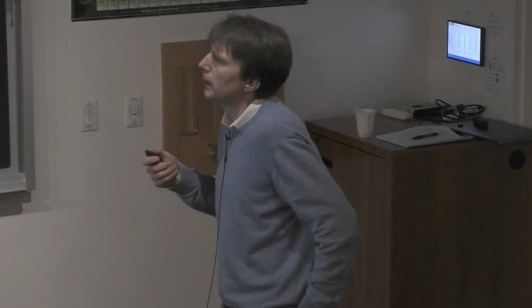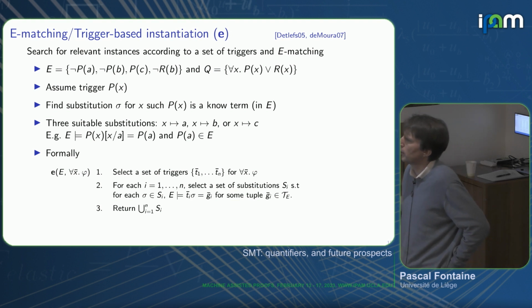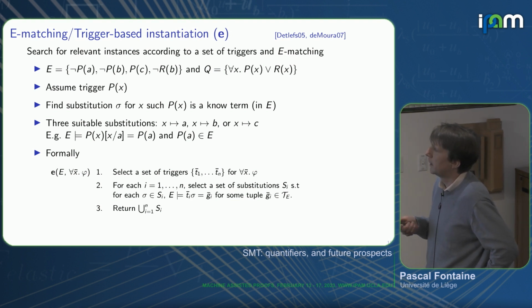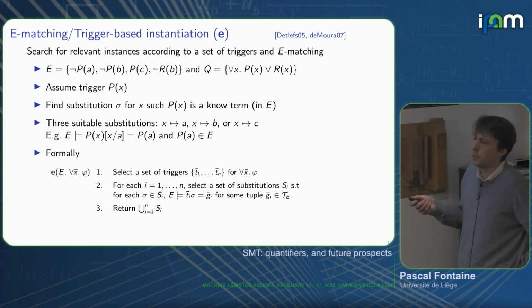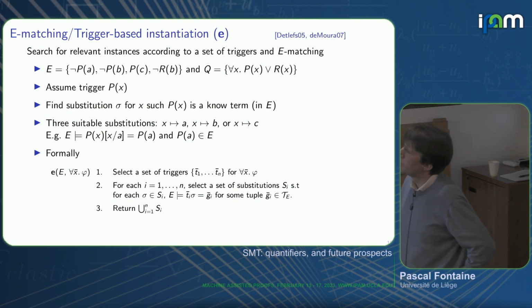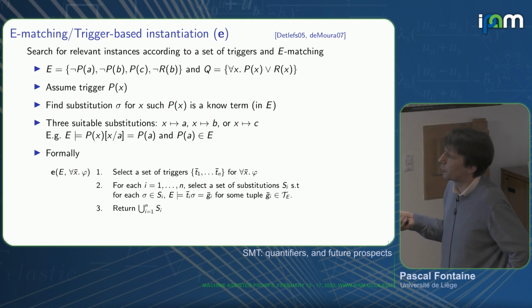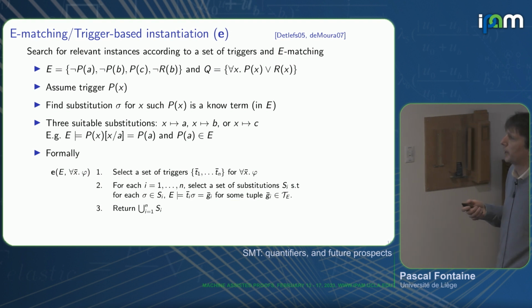So concretely, assume your ground part is this, so your ground assignment is this: P of A is false, P of B is false, P of C is true, and R of B is false. And you have a quantified formula, which is for all X, P of X or R of X. There are many ways to deal with this, it's just to explain how triggers work. So you can associate to this formula a trigger, which would just be P of X. And whenever there's a P of X available here, the X will be substituted by the thing that is available.